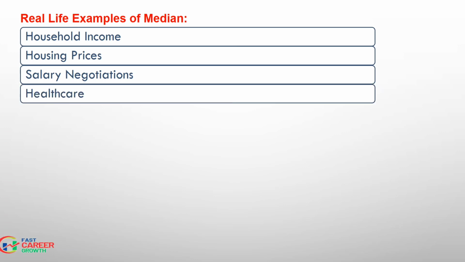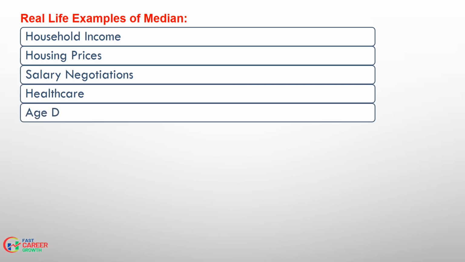Healthcare. In medical research, the median time it takes for patients to recover from a particular illness can help understand the typical recovery period. Age distribution. The median age in a population provides insight into the age that divides the population into two equal halves, indicating the typical age of individuals.